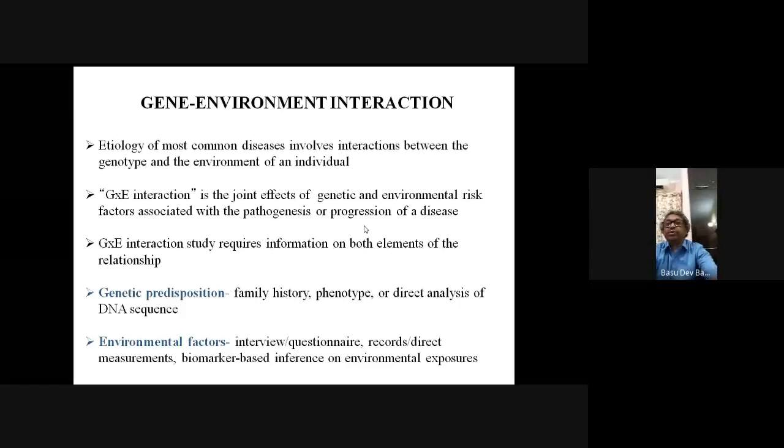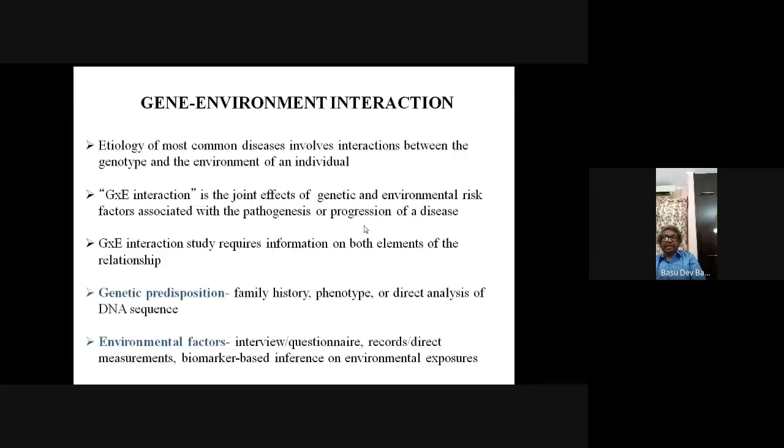As I told you, genetic predisposition and environmental factors work both together. You can see in these slides the most important questions which we have to answer.